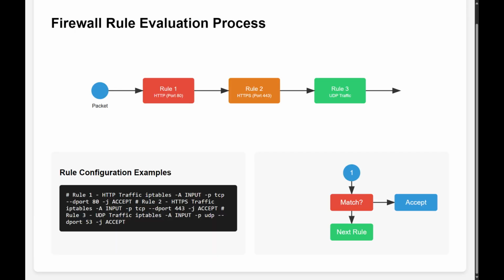The firewall rule evaluation process follows a sequential pattern where rules are examined in a specific order. While some vendor implementations may have variations, the standard approach involves checking rules consecutively until a match is found. Consider how this process works in practice. When a packet arrives at the firewall, the system initiates its evaluation sequence.